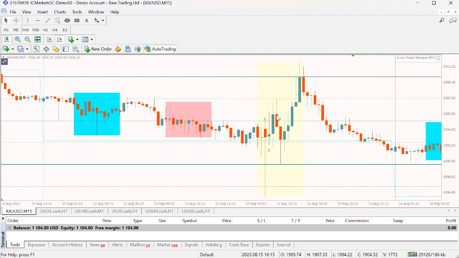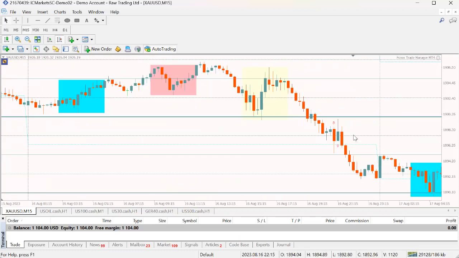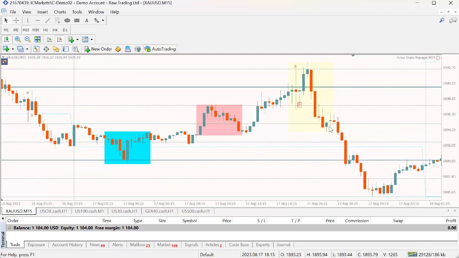So I'd wait to see what the New York Open would have brought, or if it's not in the second hour, what the third hour would have brought in terms of confirmation for the trade to continue. All right, let's see if we find another example.